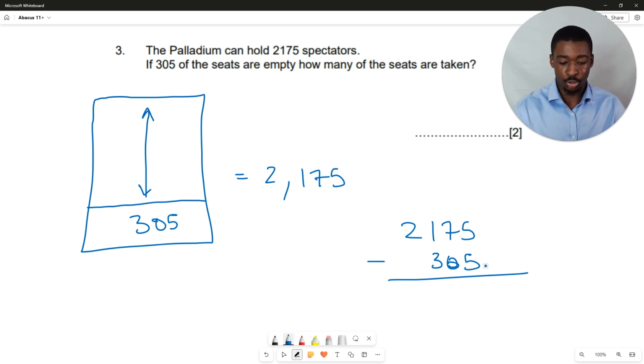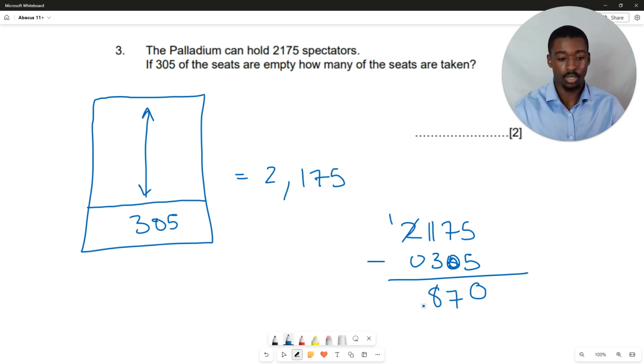And once you do that, you should be fine, because here we have 5 minus 5, which is 0. Then we have 7 minus 0, which is 7. Then we have 1 minus 3, which we can't do, so we borrow a 10 from the 2, make it 11 minus 3, 8. And then we have the 1 minus 0, so 1. So our answer is 1,870. So 1,870 seats are taken.